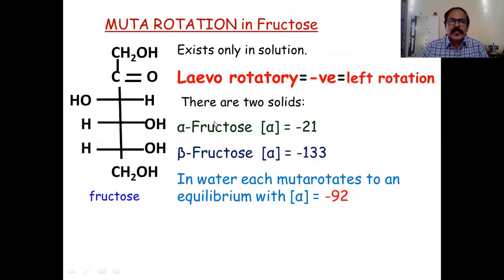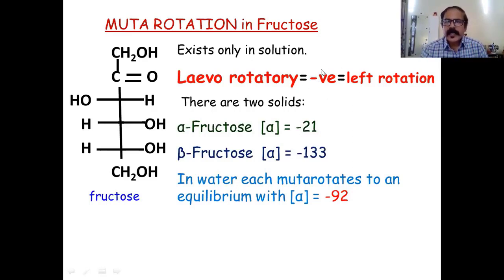Like glucose, fructose also shows mutarotation. What is mutarotation? When plane polarized light turns toward the left or right, we call it optically active. These optically active compounds have a specific rotation. This rotation may change when put into water. So a change in the specific rotation of the compound is called mutarotation.